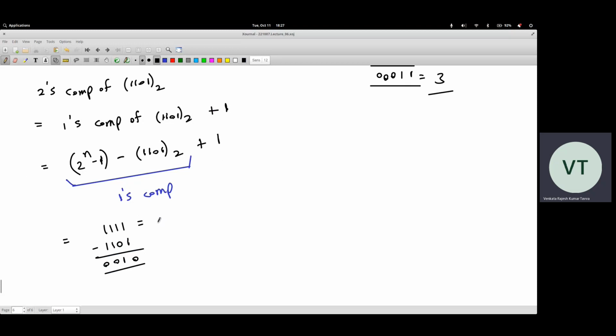Okay. So what is the value? 4 1's means what in decimal? 15. This is 13. This is 2. Finally, you should add 1 to it. You will get 3. That is 2's complement. Okay? So you add 1 to 1's complement, you will get 2's complement.